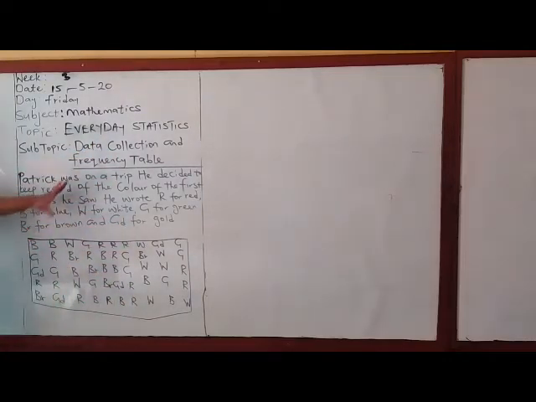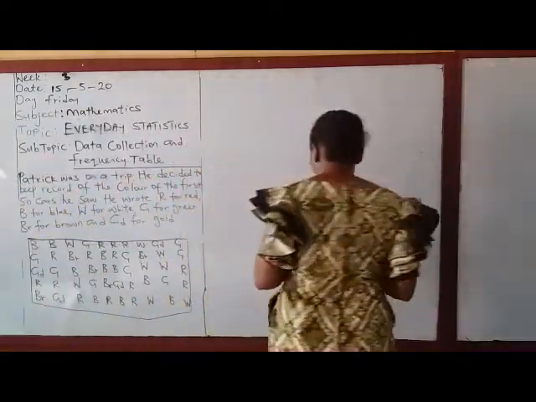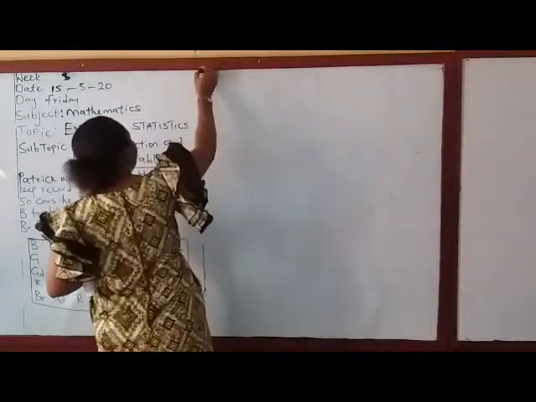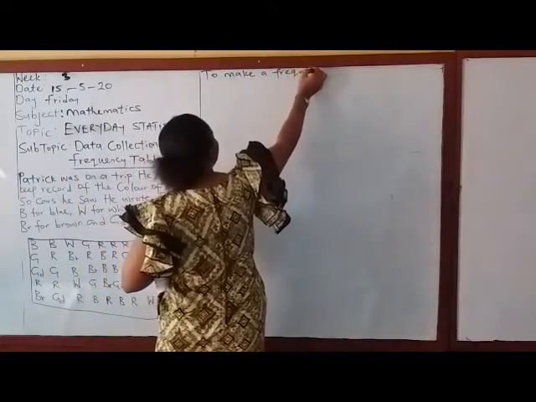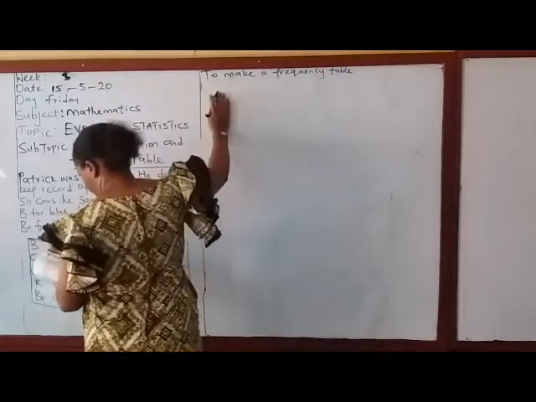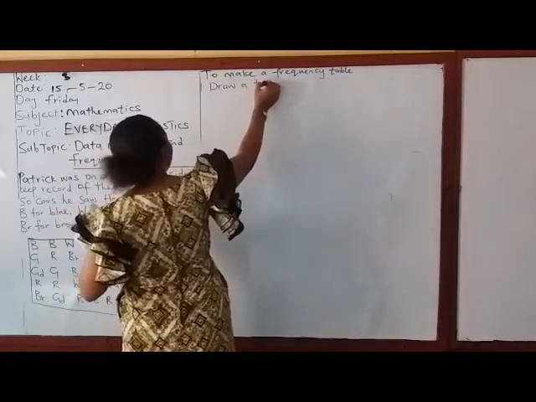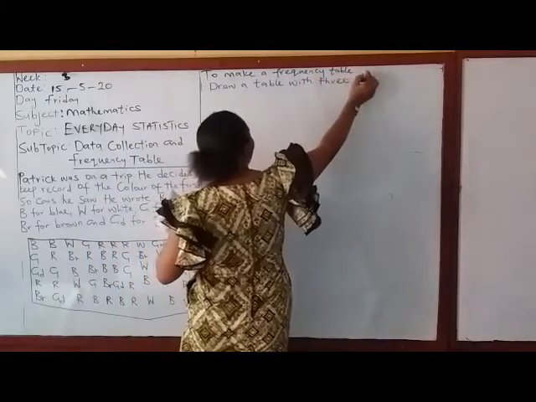Now, he will decide to make a frequency table for this. You may ask me, teacher, how do we make a frequency table? To make a frequency table, you first of all draw a table with 3 columns. To make a frequency table, what do you do first? First, draw a table with 3 columns.